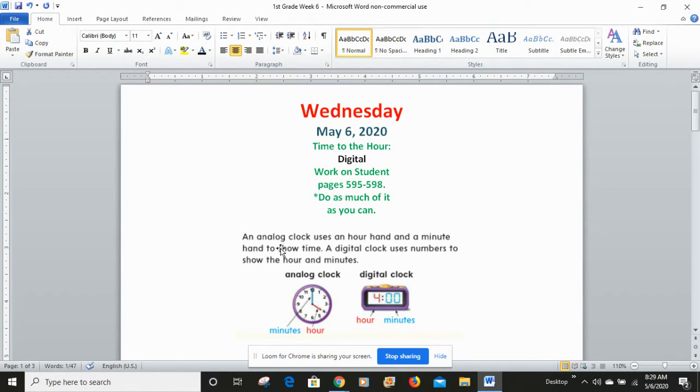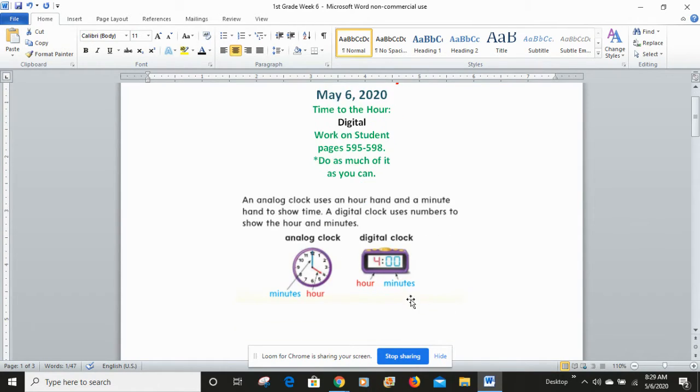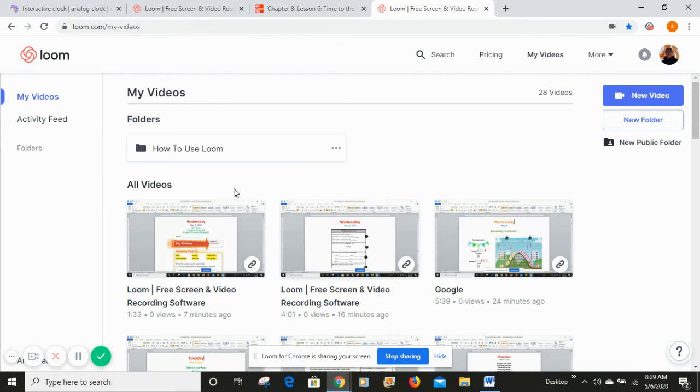It says an analog clock uses an hour hand and a minute hand to show time. A digital clock uses numbers to show the hours and the minutes. So analog, yes, there's numbers on the clock, but the hands are what tell you what time it is. On the digital clock, you just have numbers and you can read it. The first number to the left is the hours. The numbers to the right are the minutes. So let's take a look at a few of these clocks again.